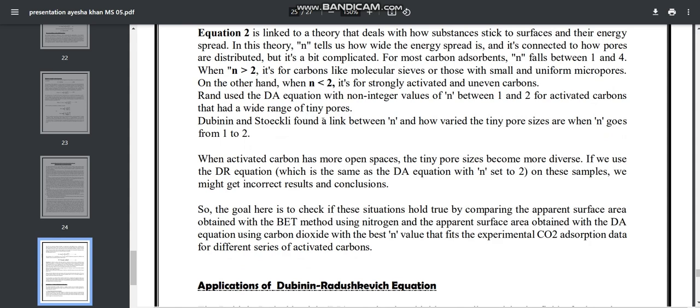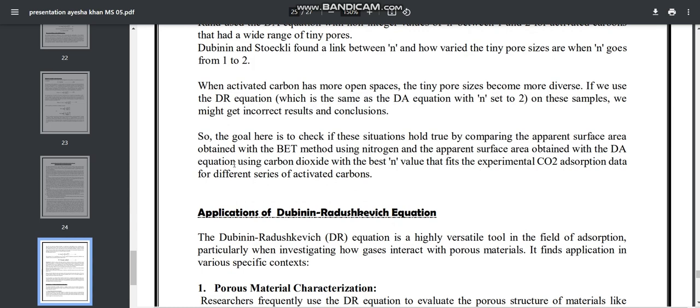Dubinin and Stockley found a link between n and how varied the tiny pores are, when n goes from 1 to 2. When the activated carbon has more spaces, the tiny pores become more diverse. If we use the DR equation on these samples, we might get incorrect results and conclusions.